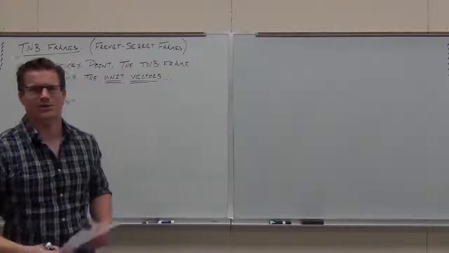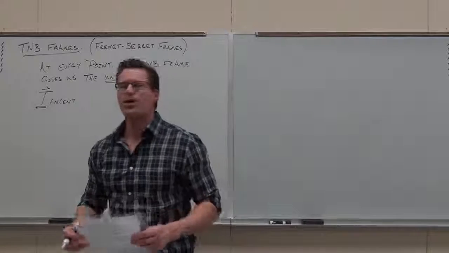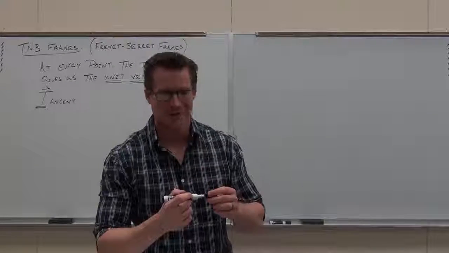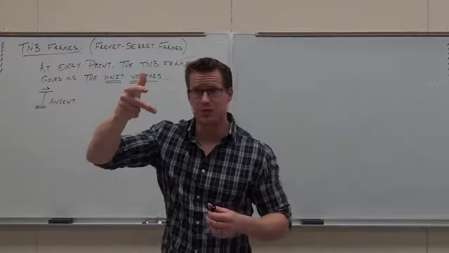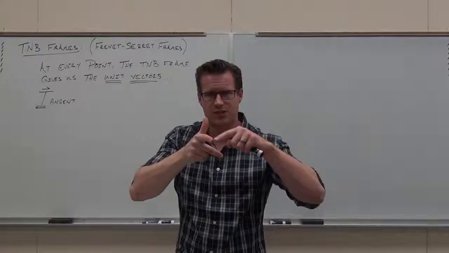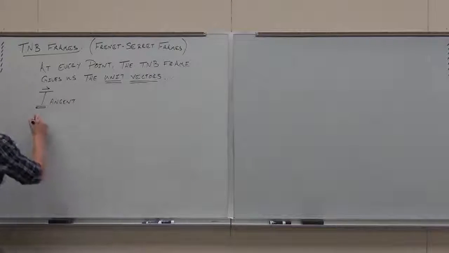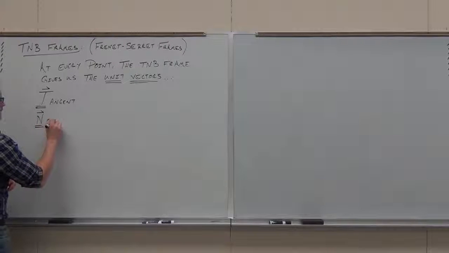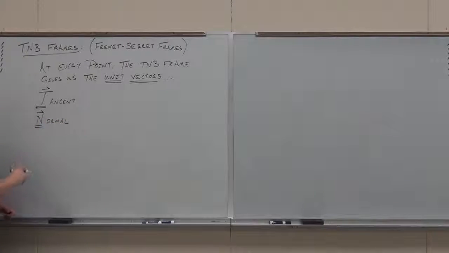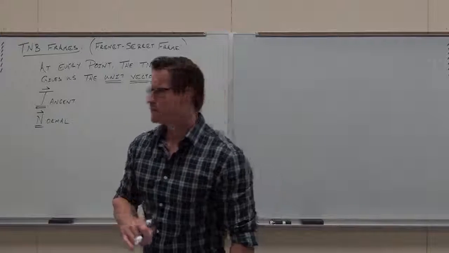What do you think the N stands for? Normal. What would be perpendicular to the tangent? Because we want this mutually orthogonal system, just like IJK. So if we have the tangent, we also want something that's perpendicular, the normal. And then the B, what's the B? The B is called the binormal.